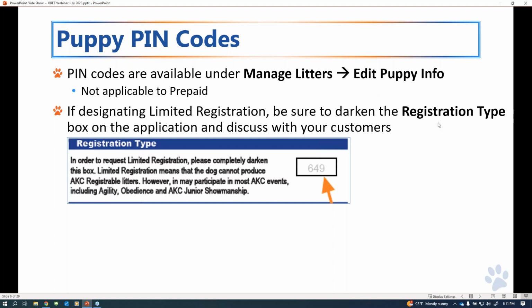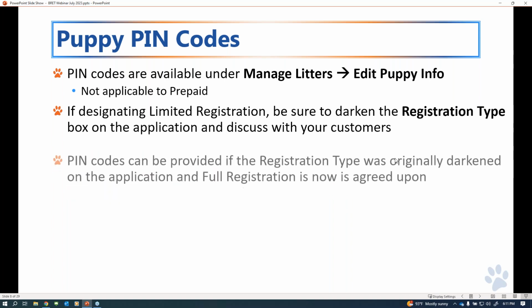Now, if you are designating limited registration, and I will be talking more about limited registration, you do need to darken the registration type box on the paper application and be sure you do discuss this with your customers. And here is a close-up of what that looks like. It typically has 3 lighter colored gray numbers inside this box.